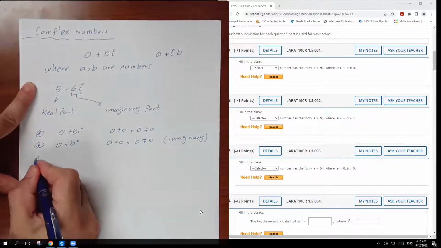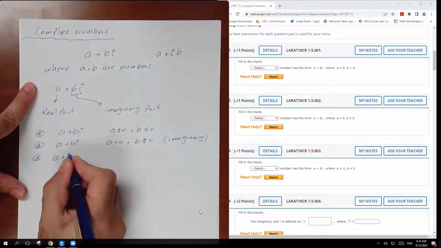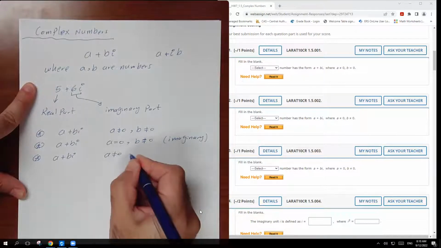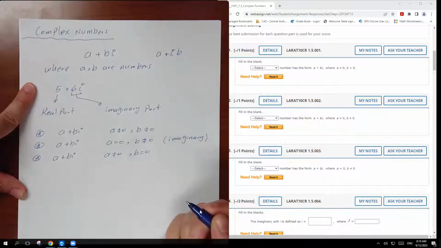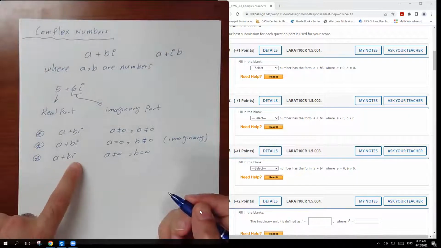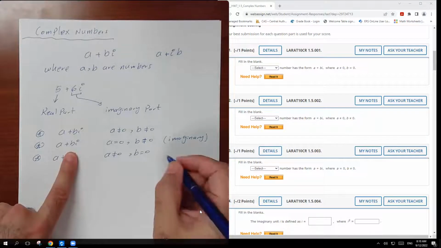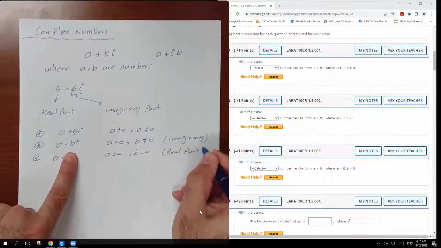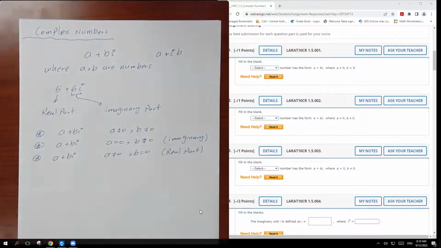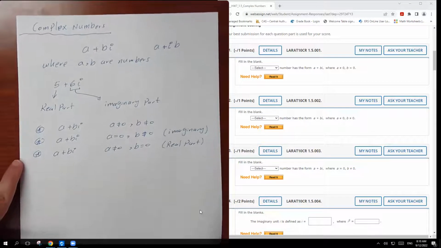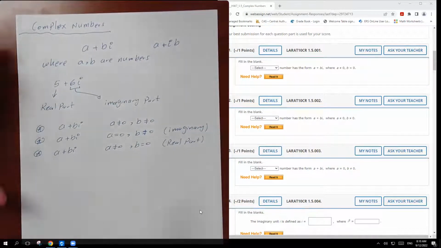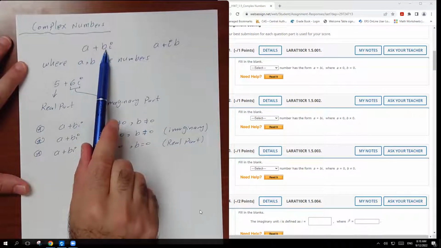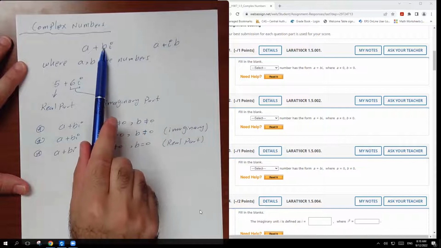The third note: A plus Bi, where A is not equal to 0 and B equals 0. So B equals 0 means the whole Bi part is 0, and we just have the real part. That's what they're going to ask you on the first thing on Grouptime. You just have to know the complex number contains two parts, A plus Bi, where A and B are numbers, and i means the imaginary part.